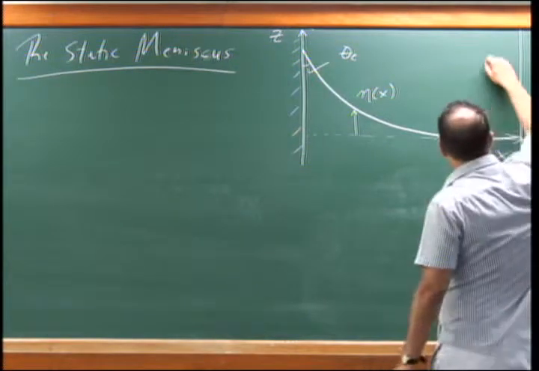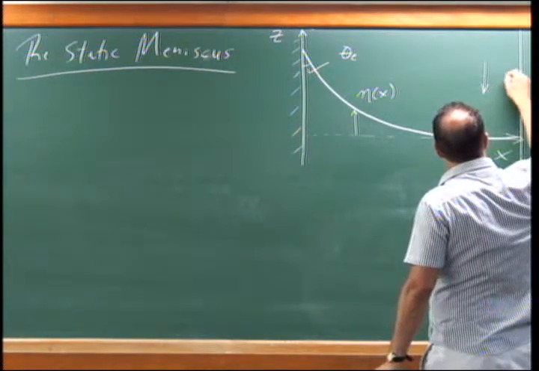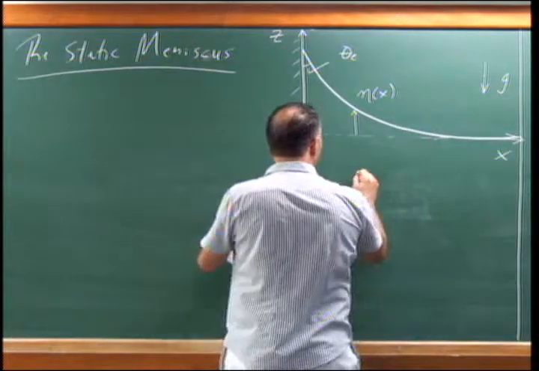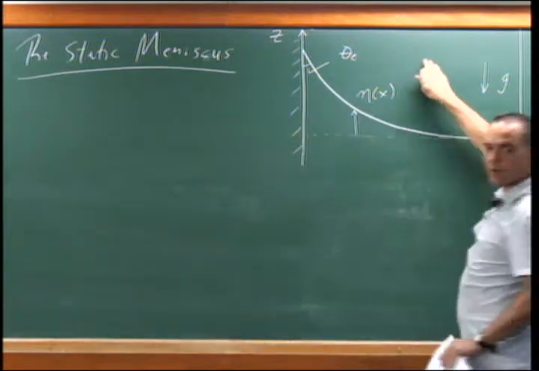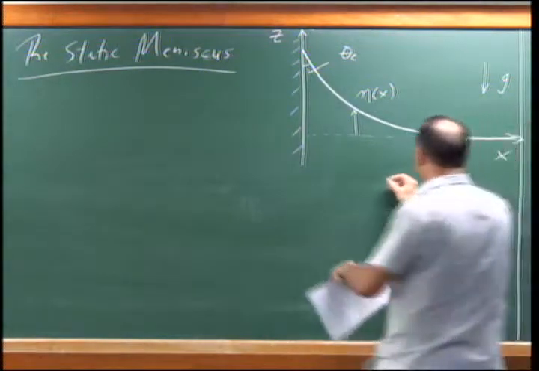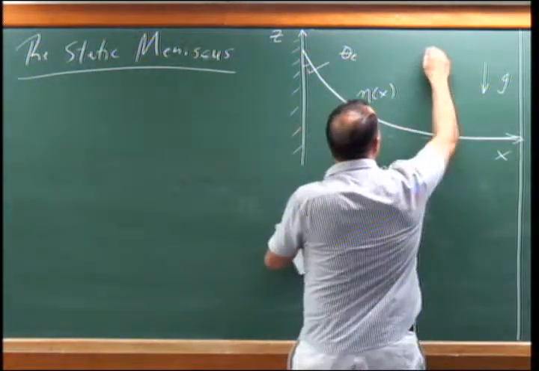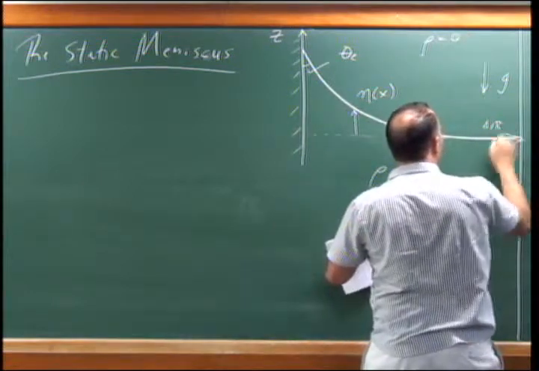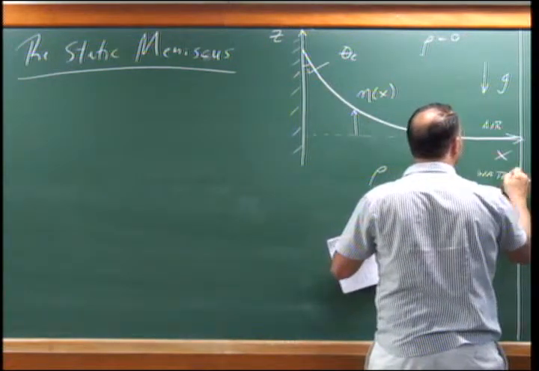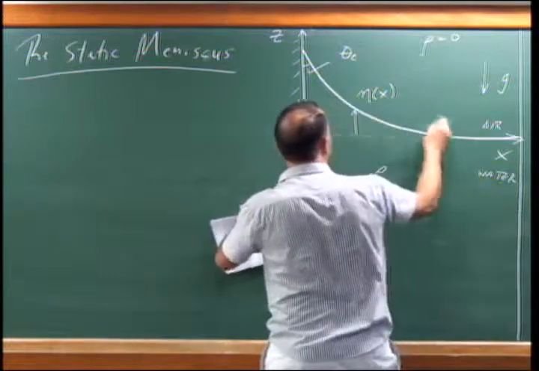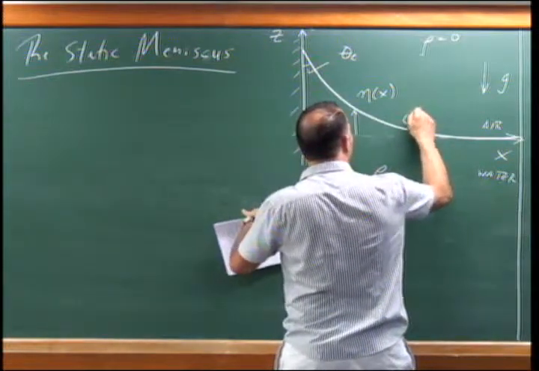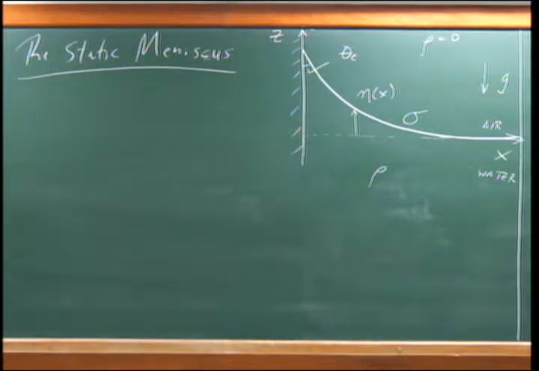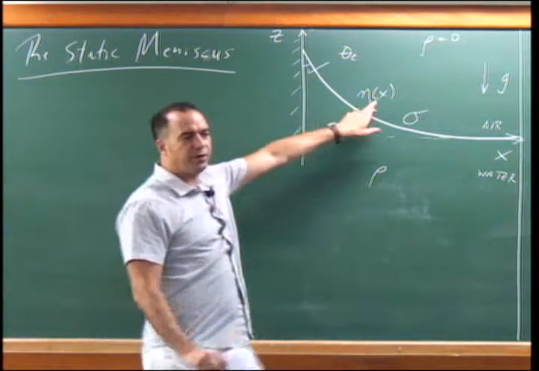And we have gravity acting in this direction. We have density. Let's just imagine this is air-water. So we have a density rho here, and let's just say rho is 0 in the air. Think in terms of air, water. And we know that we have surface tension acting everywhere along the interface. So what we want is to get nu as a function of x.